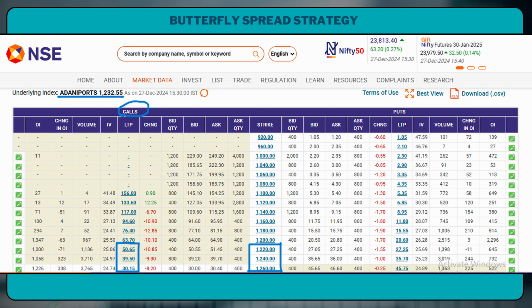When we set up a butterfly spread, we are using four options with three strike prices: a lower one, a middle one and a higher one. Now in this example, the lowest strike price is 1220, the middle is 1240 and the higher is 1260. So let's buy one ITM call option with 1220 strike price at rupees 50.65 premium. Buy another OTM call option at 1260 strike price at rupees 30.15 premium. And then sell two ATM call options with a strike price of 1240 at 39.5 rupees as premium.